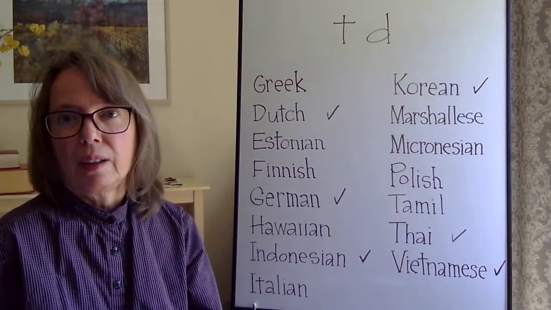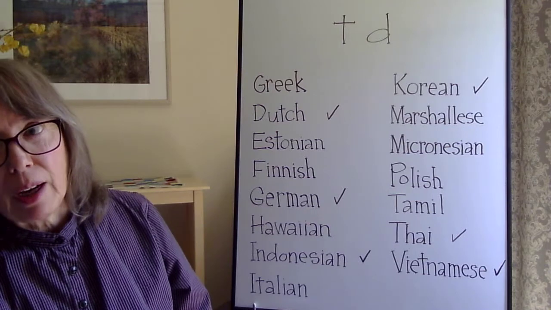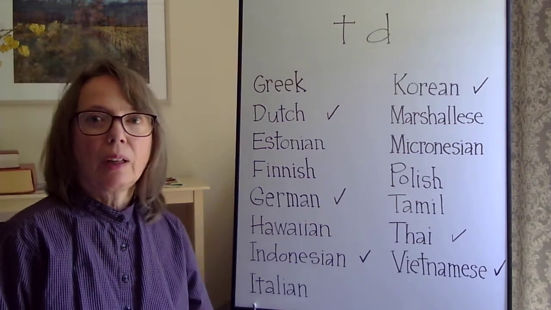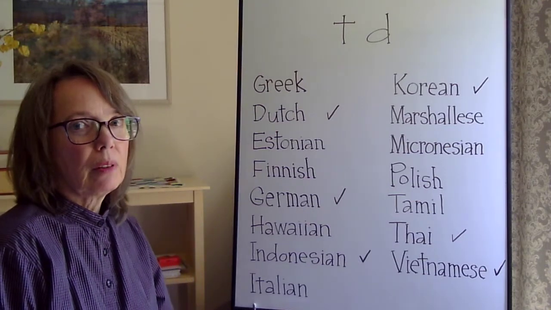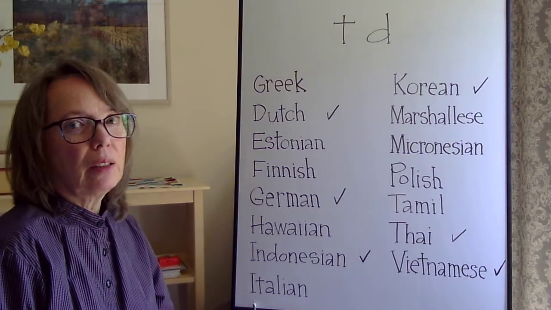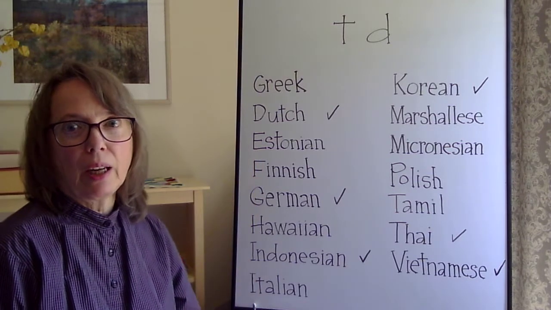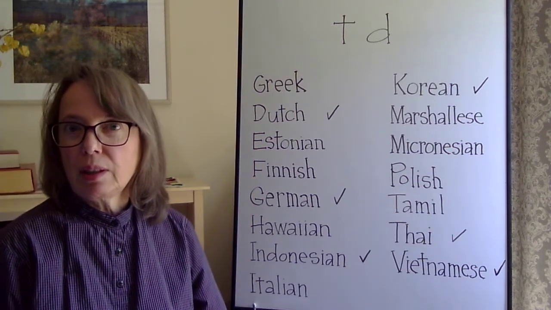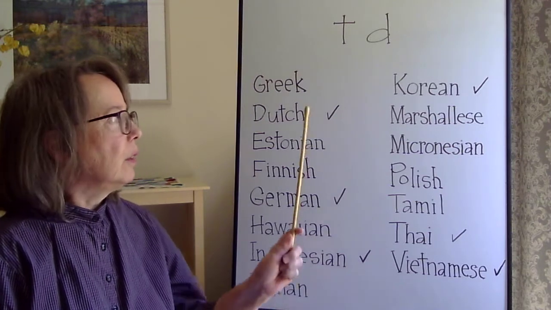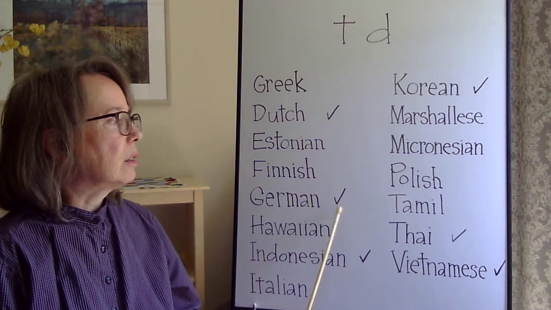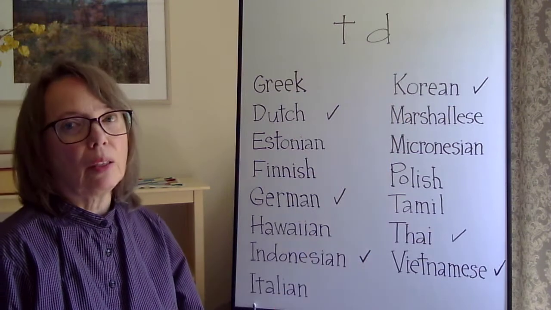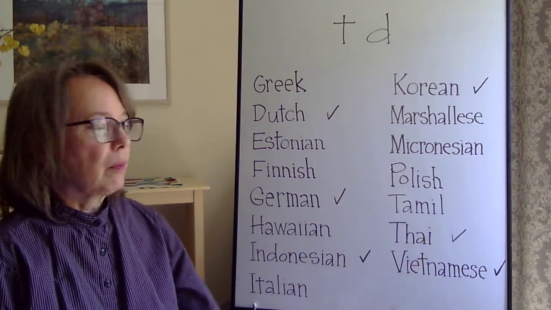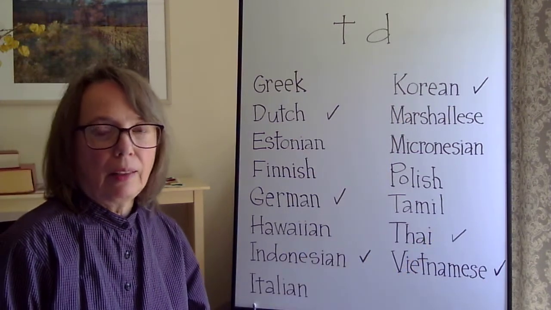Hi, this video is about T and D at the beginning of words. This is a list of the languages that may have a problem pronouncing T and D. The check marks are languages where the problem is most likely at the end of the word.